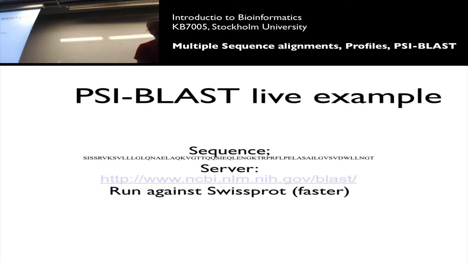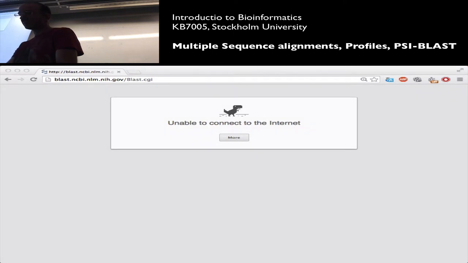So the idea is basically that in the first iteration you find some, and then in the second iteration you maybe find more, but also these alignments will be longer and longer, so you will find more and more. That's exactly what you find if you manage to get the connection to the network, which I can't. Okay.